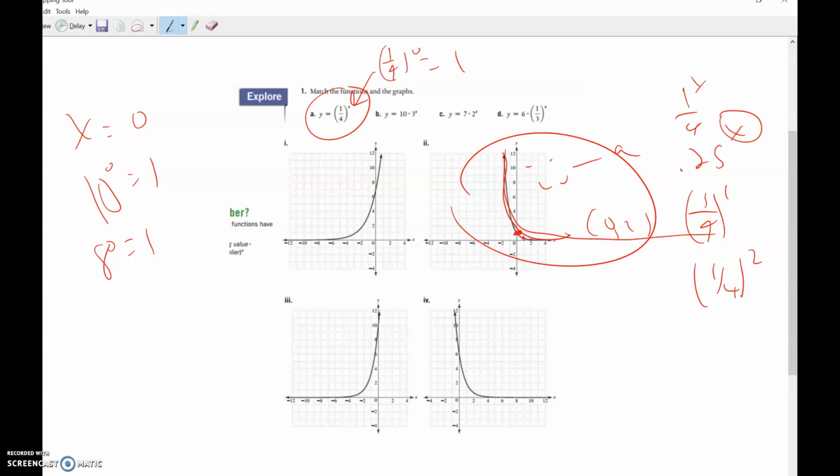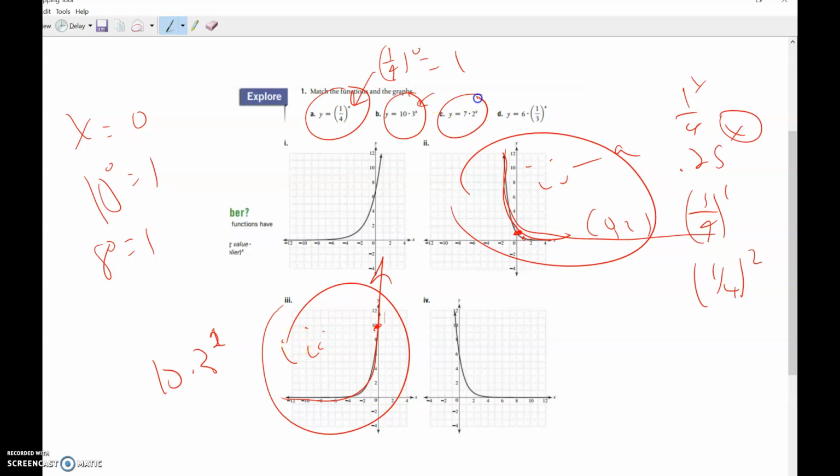All right, let's look at this one. Again, anything to the 0 power is 1, so this would be 10 times 1. So where do we have one that goes through 10? That looks like maybe up here. All right, so it looks like B is going to go with 3. And again, notice this is 10 times that. So if I have 3 to the first, when x is 1, I'm already way up there at 30. If x is 2, I'd be at 90. So this is getting big really fast. This is exponential growth.